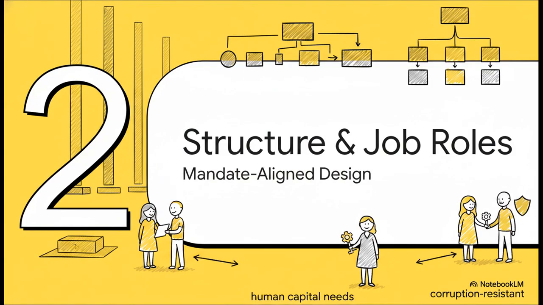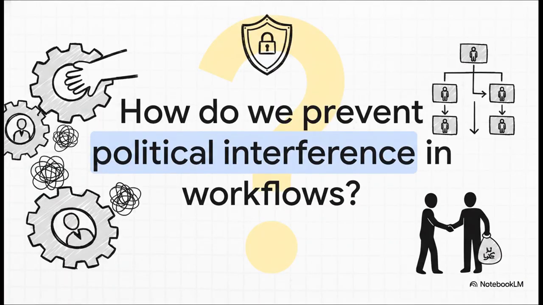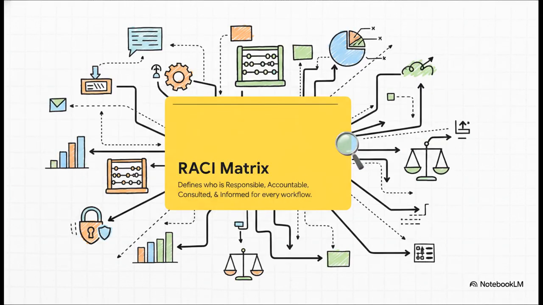Mandate-aligned design. Now that we've got our foundation laid, we need to frame the walls of our institution. But here is a critical question I want you to think about. How do we actually prevent political interference in daily workflows? Seriously, how do we stop leaders from making arbitrary decisions or creating redundant jobs just to hire their friends? Well, the answer is a RACI matrix. It's this brilliant framework that defines exactly who is responsible, accountable, consulted, and informed for every single workflow.